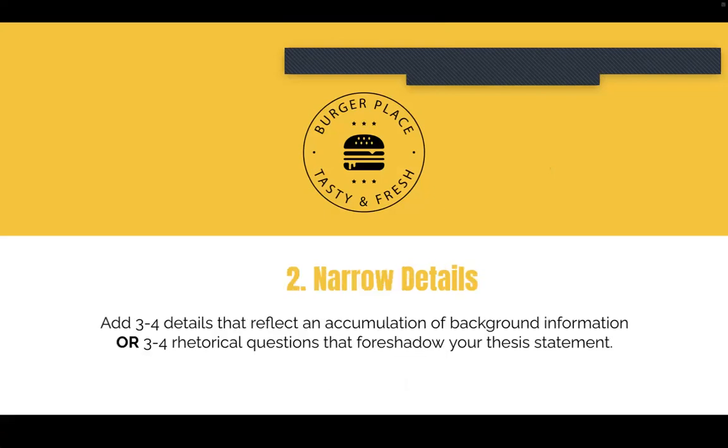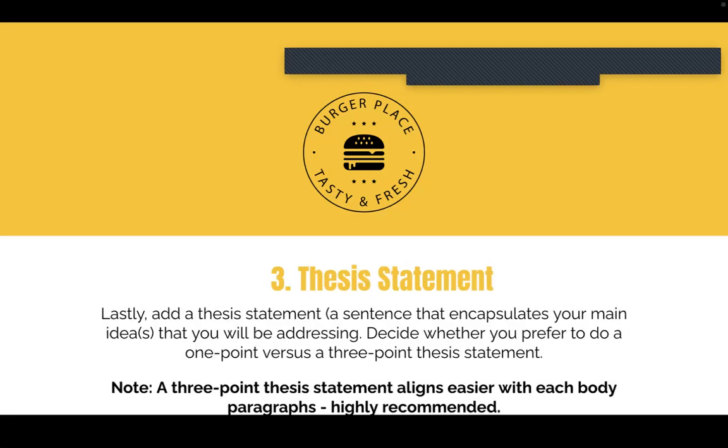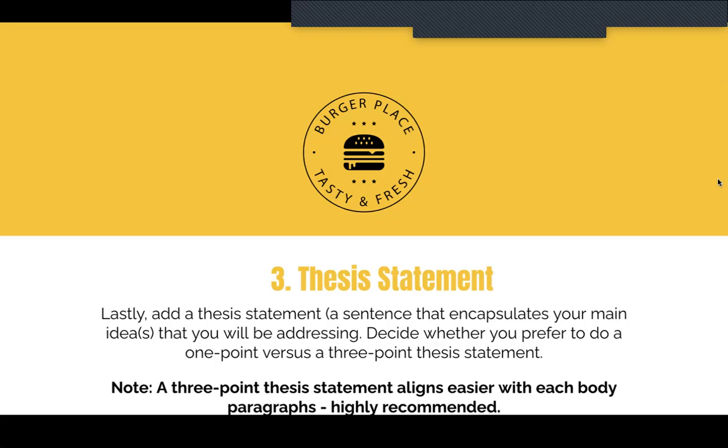Next, you have your narrow details. Sometimes we call this part the transition or background information. It's all the same. I prefer that we call them the narrow details, because these details are supposed to hint towards what you're going to be talking about within your number 3, the thesis statement. There's a 1 point versus a 3 point thesis statement, but in this class, we will continue to do 3 points because it's a lot easier that way, and each point is reflective of a body paragraph.